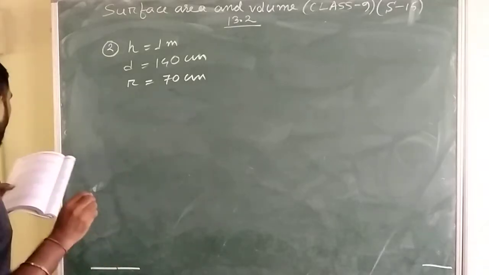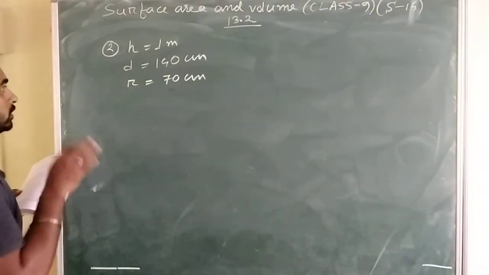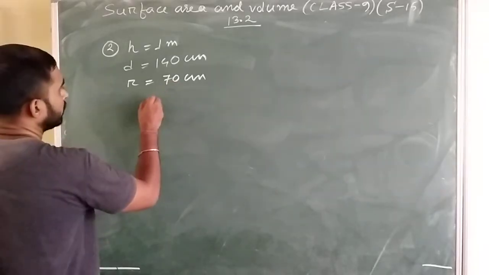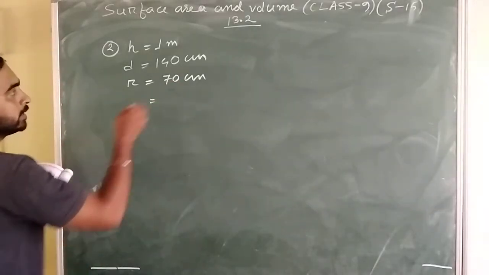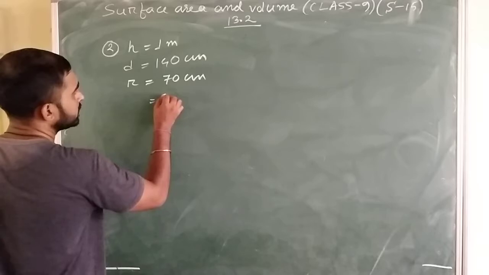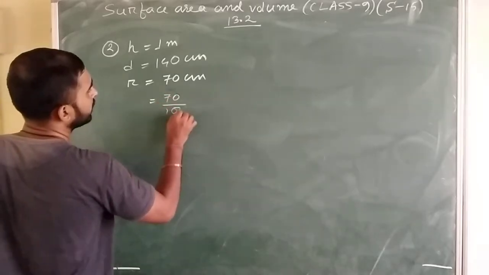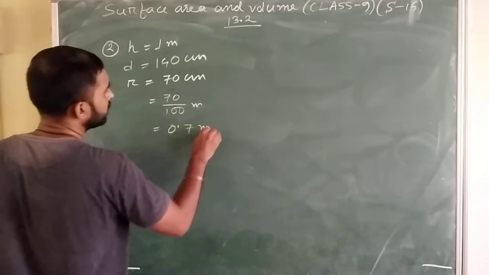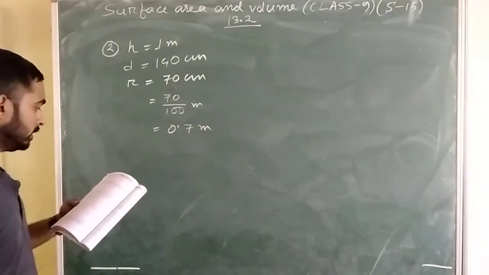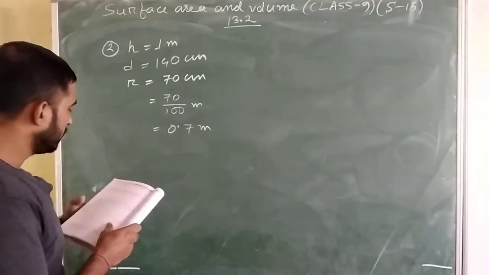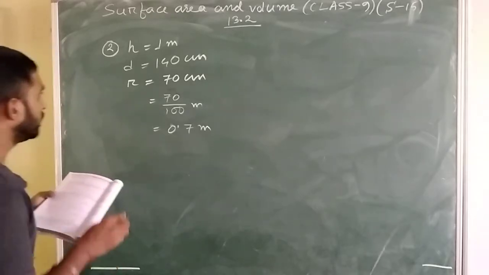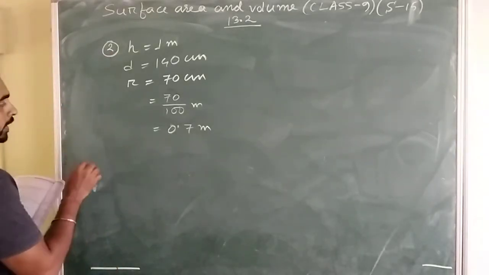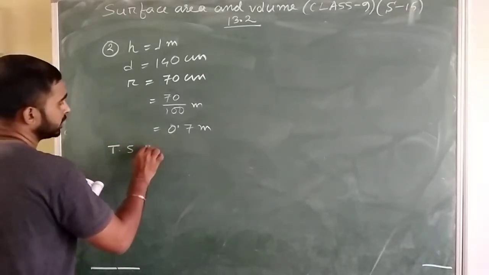Now, the whole question asks how many square meter. So we have to find the answer in meter. That's why we have to convert this centimeter into meter. Now 70 centimeter means 70 by 100 meter, equal to 0.7 meter. Got it? Next, find how many square meter. Now it is given that the cylinder is closed. That's why we have to find the total surface area of the cylinder.